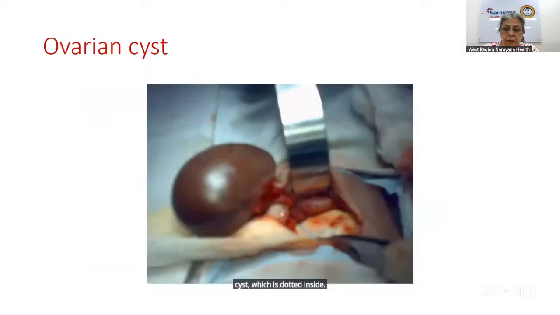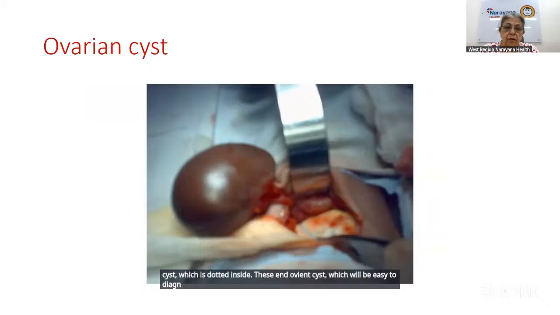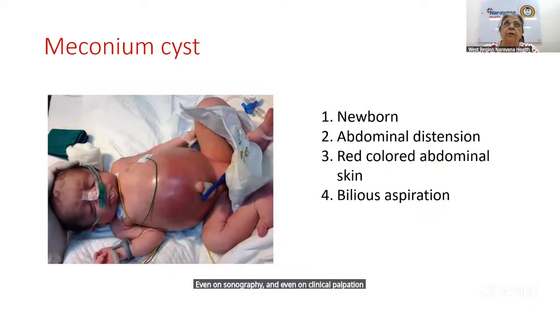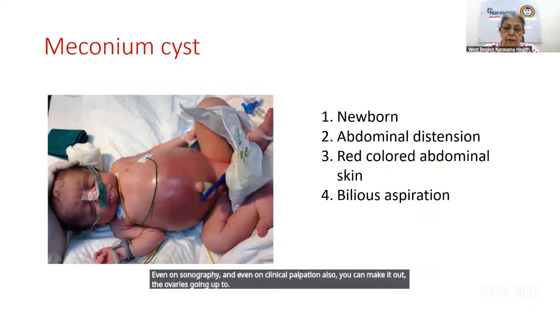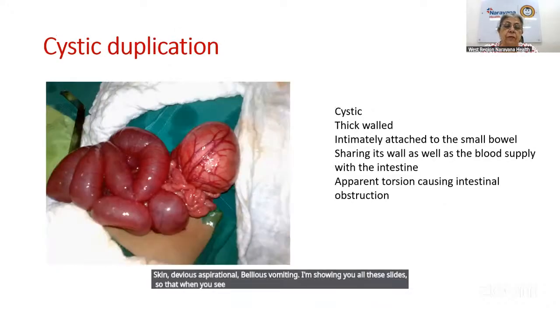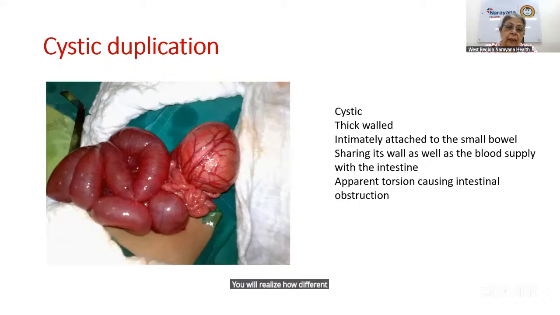This is an ovarian cyst, which will be easy to diagnose, even on sonography and even on clinical palpation also. You can make it out, the ovary going up from the pelvis. This is a meconium cyst. It is a newborn disease. There will be abdominal distension, then red colored abdominal skin, bilious aspiration or bilious vomiting. I'm showing you all these slides so that when you see this duplication cyst, you will realize how different it looks. This is a cystic duplication cyst.